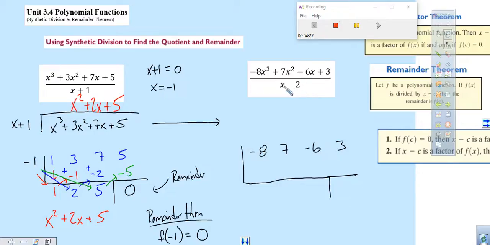Our factor is x minus 2, so we take that down there. That means our solution would be +2, our possible solution that we're going to test. We test it. We bring down the -8.